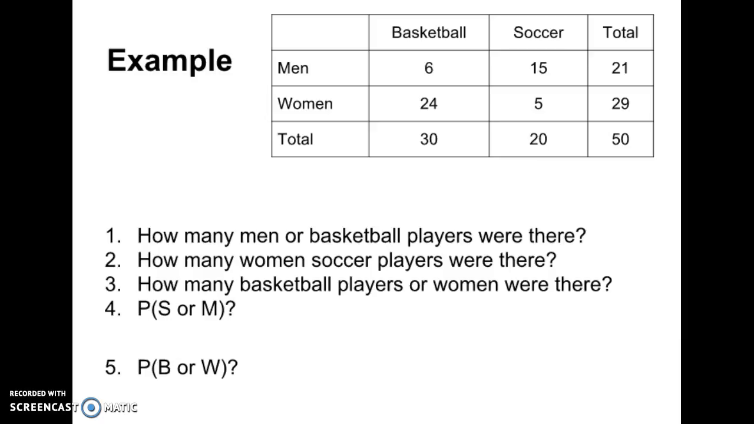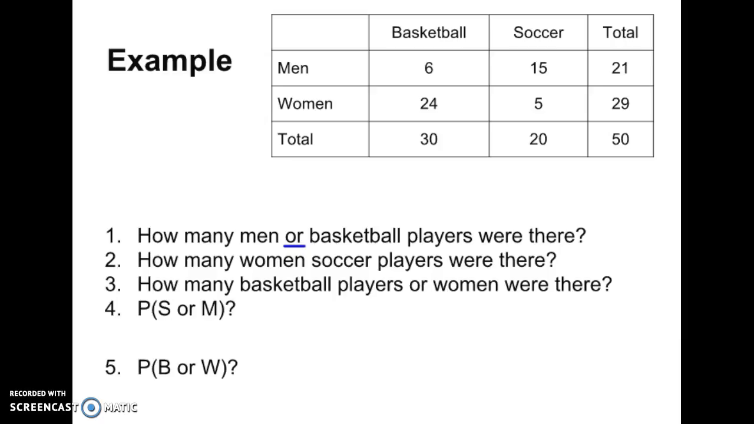Okay, number 1 is not a probability question. It just says how many men or basketball players were there? Okay, how many men or basketball players were there? So the key word that I have here is or. On this one, I have a total number of men, a total number of basketball players, but they overlap. There's some men that play basketball, so I can't count them twice. So yeah, I'm going to use the formula.